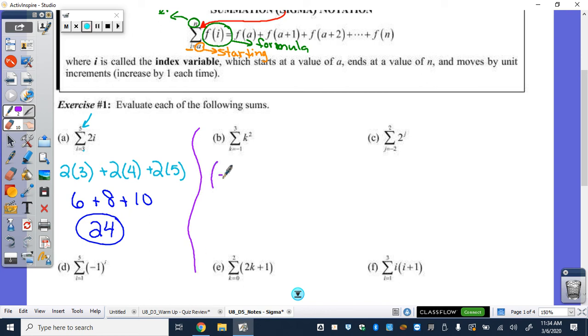So for letter B here, k equals -1, so we're starting with a -1. We're plugging it in for our k, so that means it's going to be -1 squared, and then 0 squared, 1 squared, 2 squared, stopping at 3 squared, because 3 is our number up top. So again, now we just simplify. -1 squared gives us a 1. 0 squared is 0. 1. 2 squared is 4. 3 squared gives us 9. Add them all together, what do we get? 15.